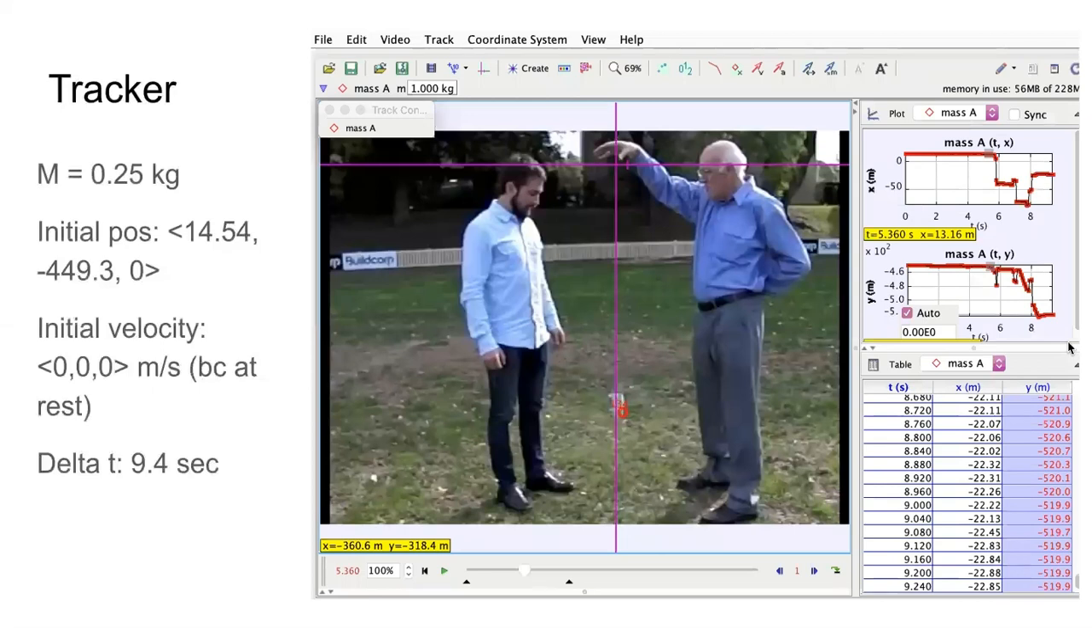First, in Tracker, I tracked the motion of a slinky dropped from rest, and the mass of the slinky was 0.25 kilograms. Using Tracker, I extracted the initial position shown here, and the initial velocity would be 0 because it is dropped from rest. Delta t is 9.4 seconds.